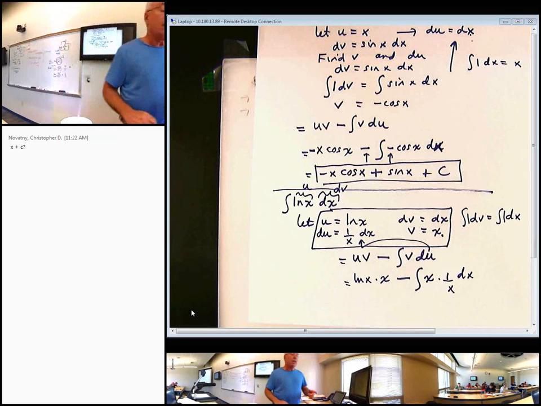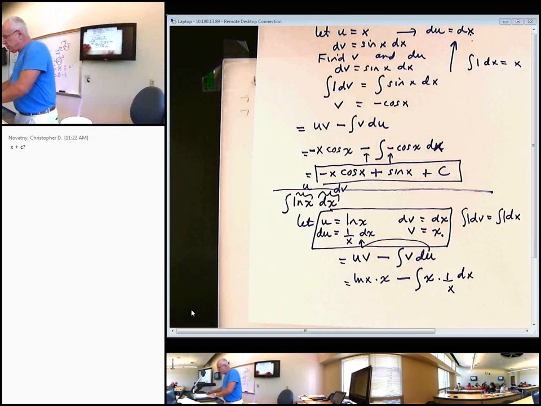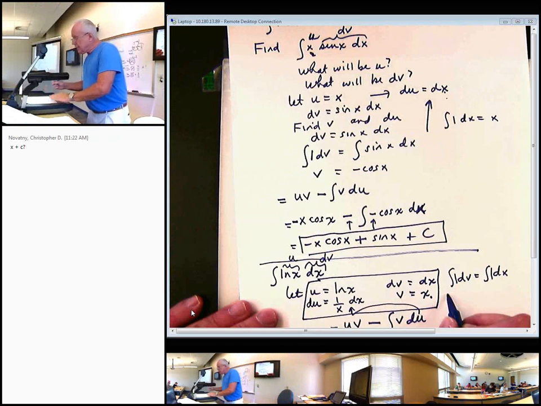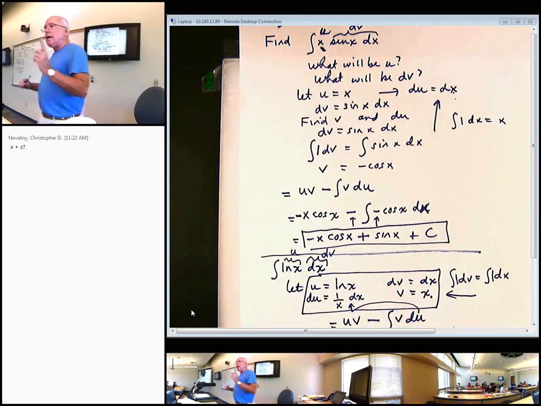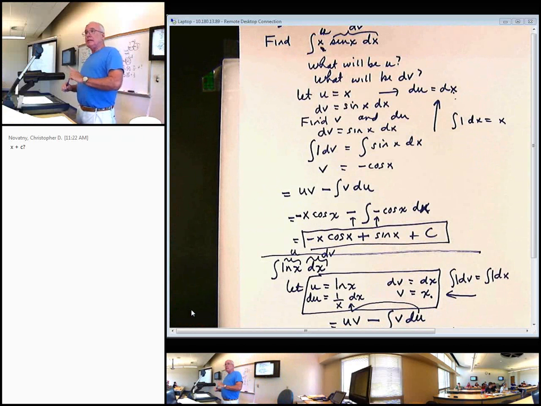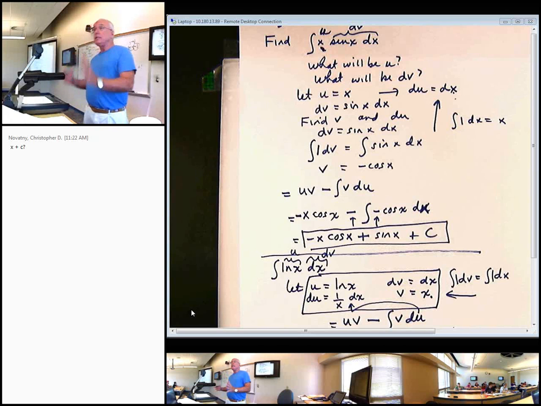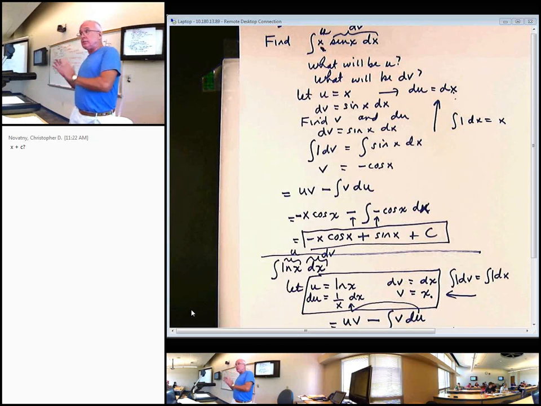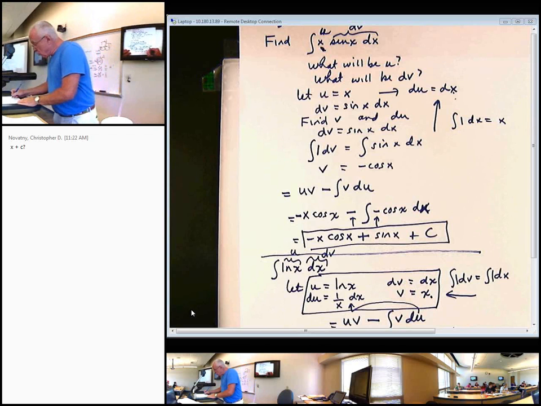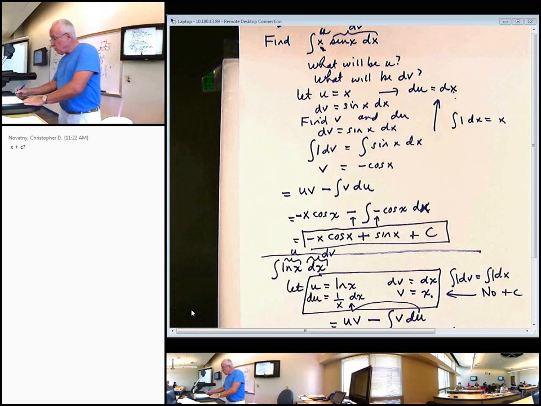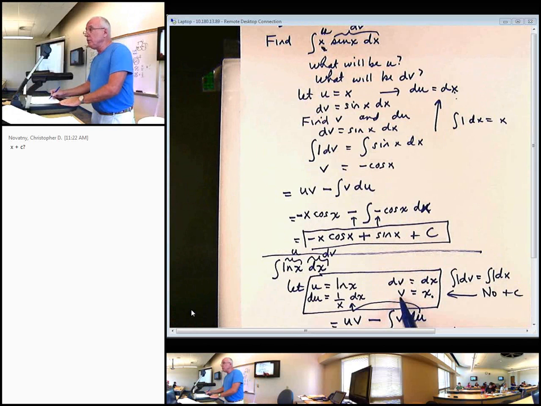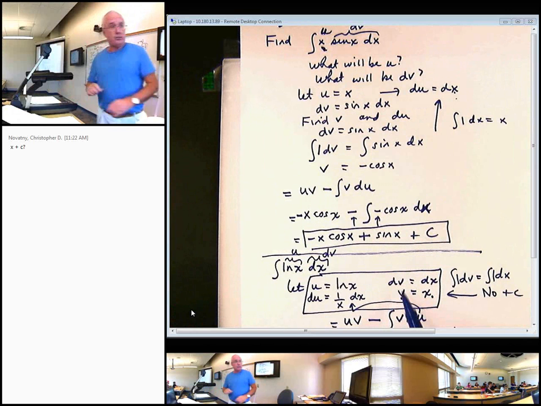Christopher was asking back up here, when I got the antiderivative of both sides, should I have put x plus c as my antiderivative? And the answer for this case is no. Just write the x. Don't forget about the plus c right here. No plus c. And for that part of it, when you're getting the v, when you're going from dv to v, just leave out the plus c. Okay?